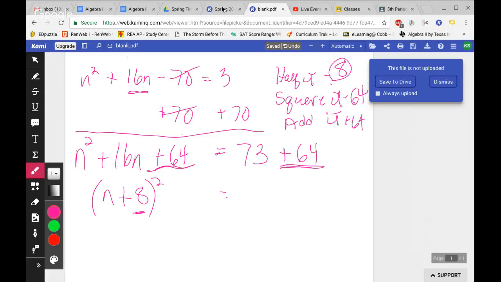And now over here, we have to add these together. And I believe we get 137. Is that correct? Yes. Okay. So the very next step that we're going to do, and do you understand where I get the n plus 8? Yes. Okay. So now the very next step is to take the square root of both sides.